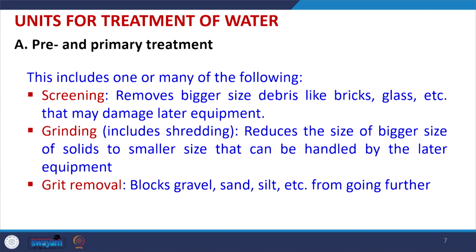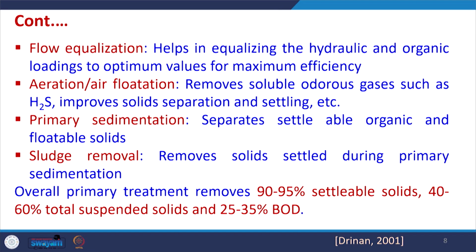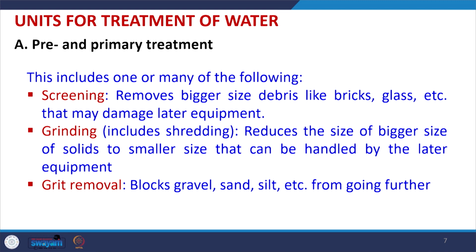So, primary treatment includes many steps including screening, grinding, grit removal etc., and then coagulation, flocculation etc. So, there are various types of steps which are involved in pre and primary treatment. The major emphasis is to remove the bigger size particles, also to remove the suspended materials, and during the removal of these, the overall BOD level etc., will also go down.